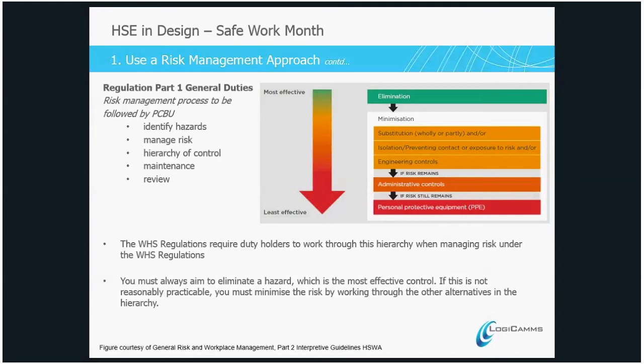In some cases on projects we will have a number of those mitigation strategies. It's very important that other duty holders are aware of the process we've used and what risks still exist in the design, and what they need to do then to handle those risks. So we must always aim to eliminate a risk, which is the most effective control. But if this is not reasonably practical, we must minimise the risk by working through the other alternatives in the hierarchy in that order. Okay, so that's the first element, a risk management approach.